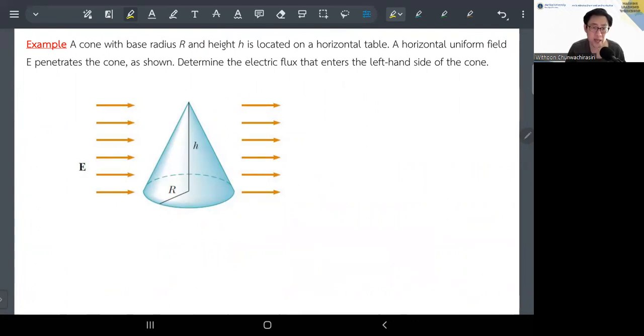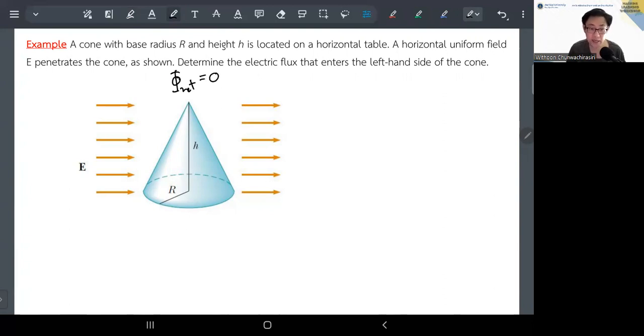The question is this: a cone with base radius r and height h is located on a horizontal table. You have a uniform horizontal electric field penetrating from left to right as shown. So they want you to determine the electric flux that enters the left side of the cone. They don't want the whole electric flux for the whole thing. Why? I think because now look at this one. And if I ask you, hey guys, what is the net electric flux? You would say that is zero again.